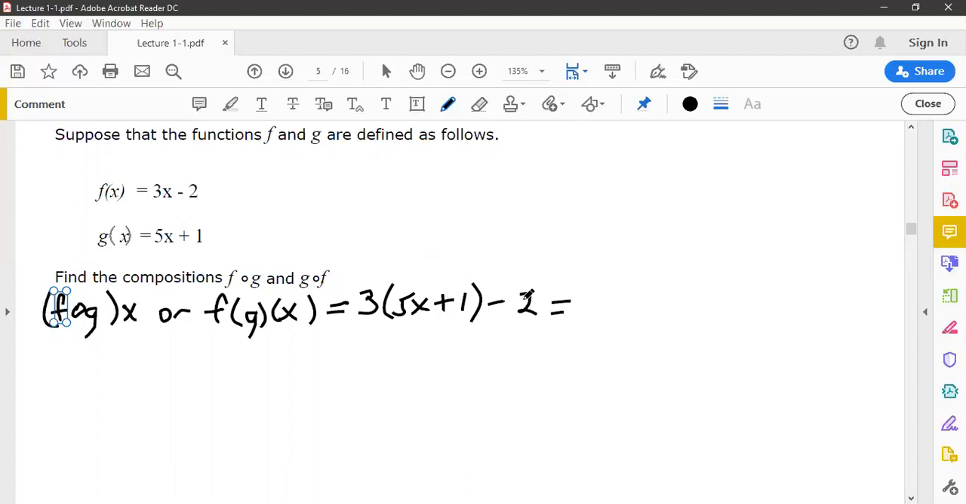Now you simplify. 3 times 5x is 15x, and 3 times positive 1 is 3, minus 2 gives us 15x plus 1 as our final answer.